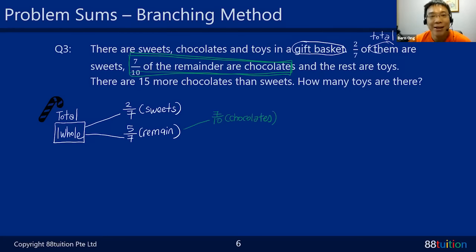Anyway. Okay, so 7/10 of the remainders are chocolates and the rest are what? Toys. All right, so 3 out of 10 are considered your toys. Can you follow now up to here?